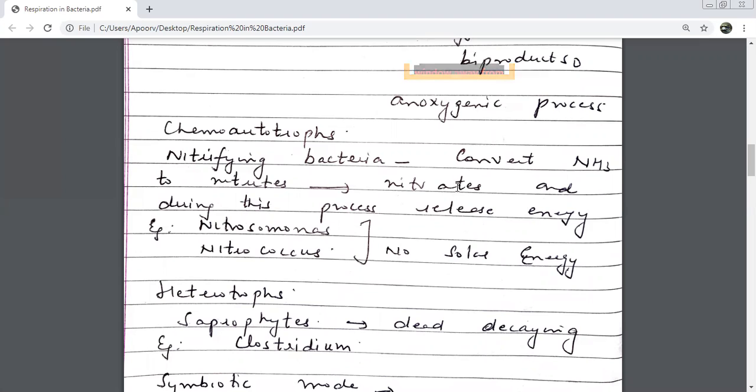So we are doing nutrition in amoeba, and nutrition in bacteria. Bacteria are both autotrophic as well as heterotrophic. Autotrophic is again of two types. Name the two types of autotrophic bacteria, just the headings. Photosynthetic autotroph and chemosynthetic autotroph.